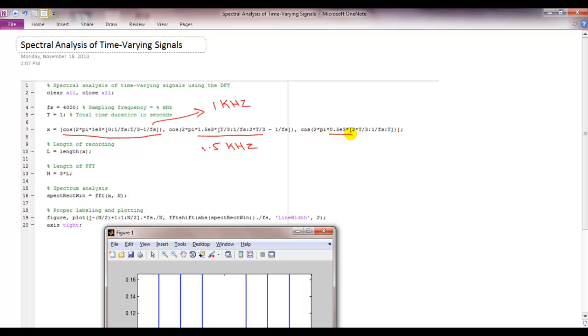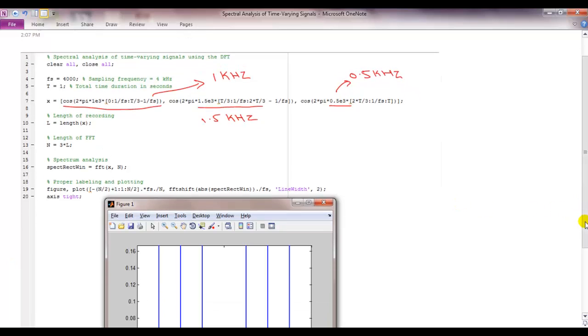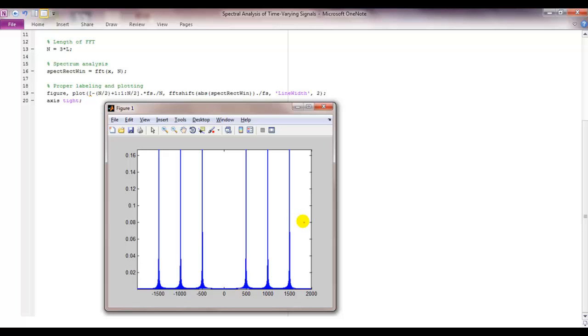And then finally there is this cosine which is of frequency 0.5 kilohertz. So this signal has a very time-varying nature to it. To begin, it starts with a frequency of 1 kilohertz. After 0.33 seconds, it changes into a signal of 1.5 kilohertz. Then it changes into a signal of 0.5 kilohertz. But if you were to do its DFT and do the right transformation, what will you get? You will get exactly the 3 frequencies that you started with, and you would have lost all the time information.